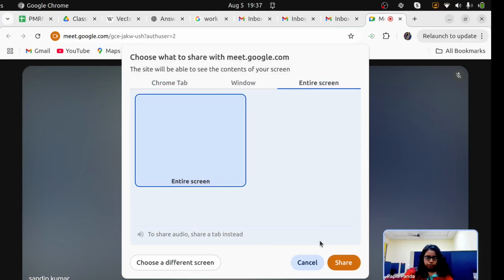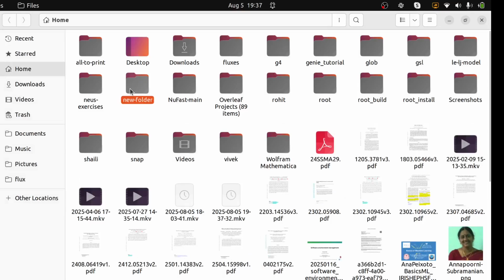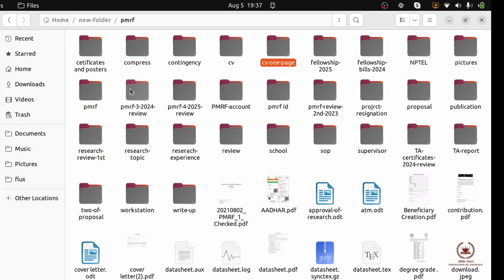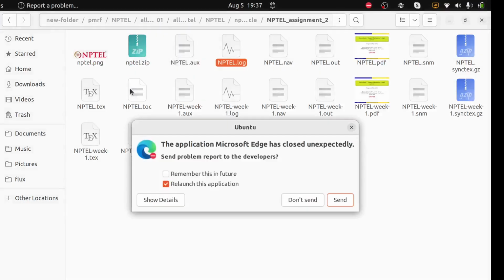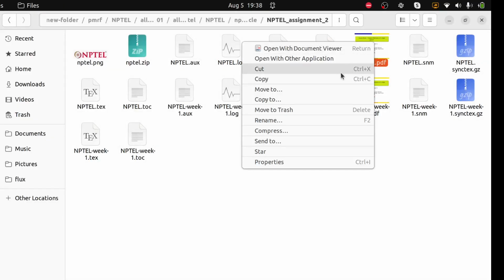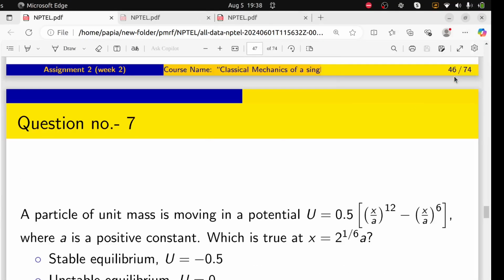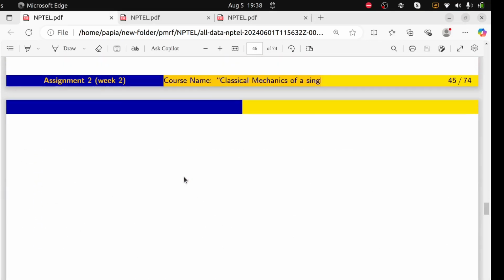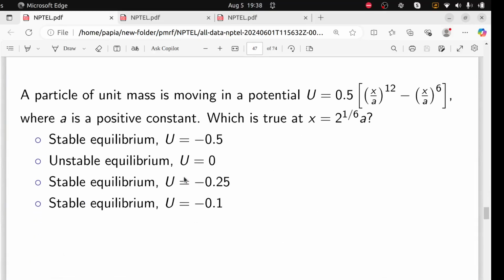So let me share my screen again. So we were talking about this question, right? Yeah, it was there. Fine. We were talking about this question. A particle of unit mass is moving in a potential. What is the positive constant? Which is true at this.